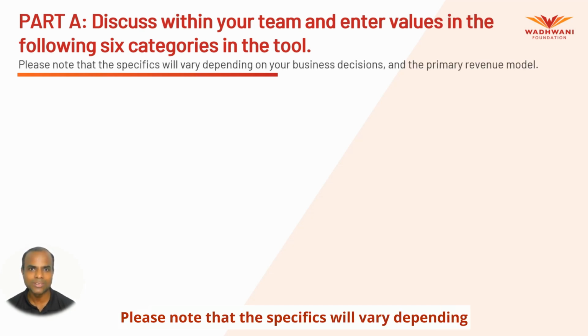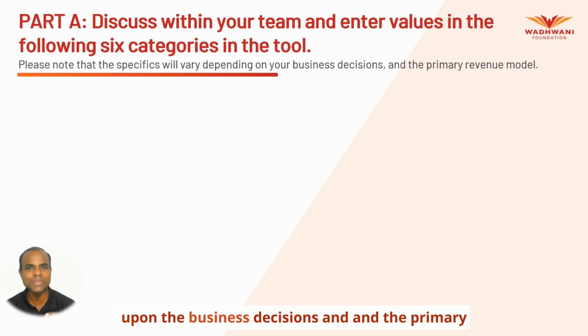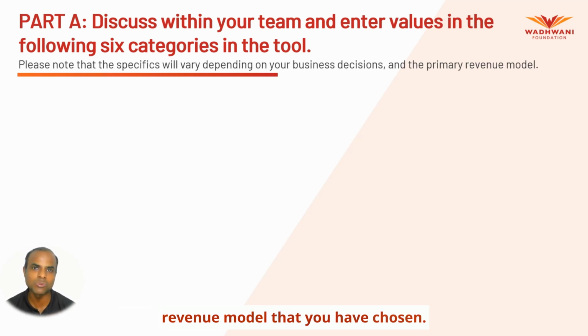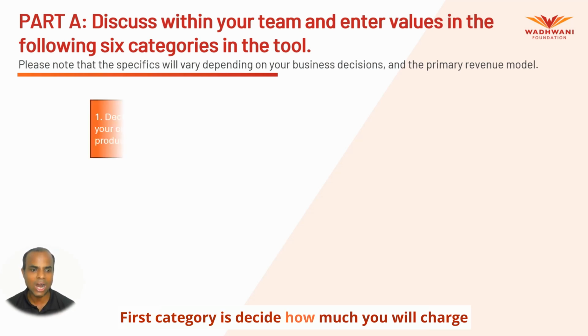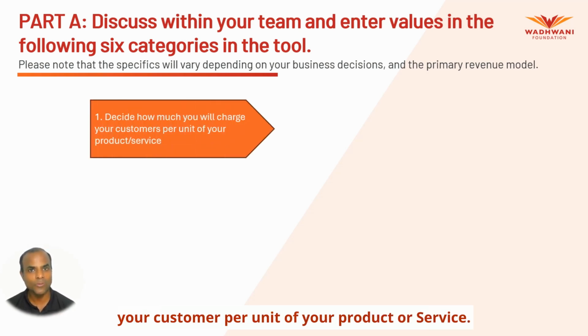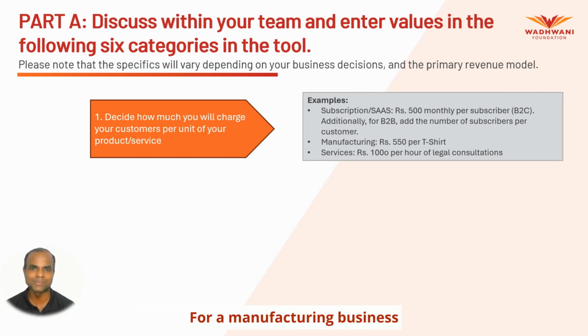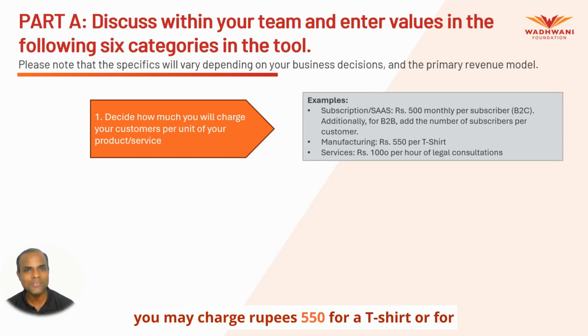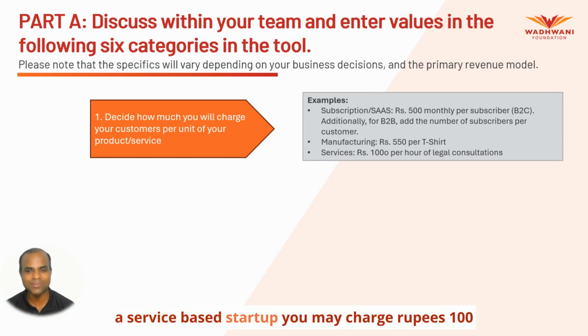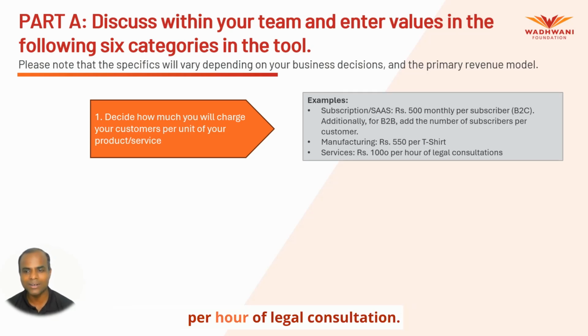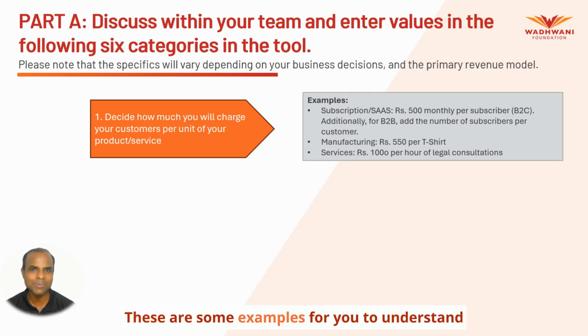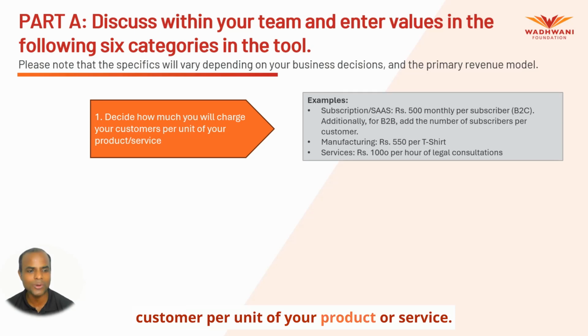the tool. Please note that the specifics will vary depending upon the business decisions and the primary revenue model that you have chosen. First category is decide how much you will charge your customer per unit of your product or service. For an example, subscription or SaaS business, you may charge rupees 500 monthly per subscriber. Additionally, for B2B, add the number of subscribers per customer. For a manufacturing business, you may charge rupees 550 for a t-shirt, or for a service-based startup, you may charge rupees 100 per hour of legal consultation. These are some examples for you to understand how to decide how much you will charge your customer per unit of your product or service.